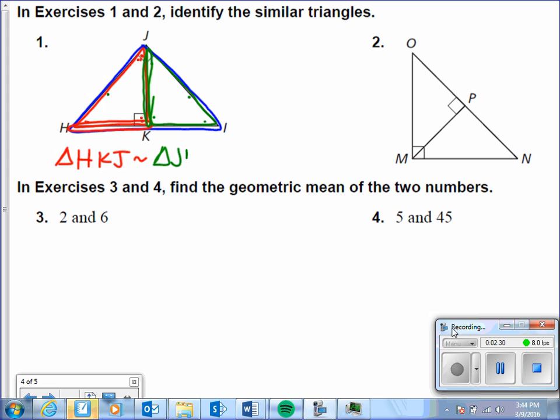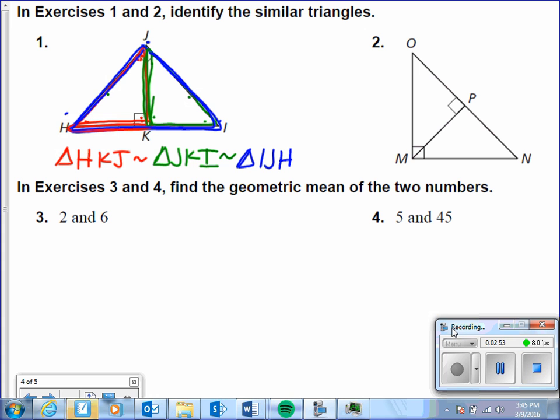Again, guys, if you don't have your letters in the exact right order, it's not a big deal. As long as you can name the triangle with 3 letters, you're okay. And that's going to be similar to the big triangle, which we can call IJH. And those are your 3 similar triangles.